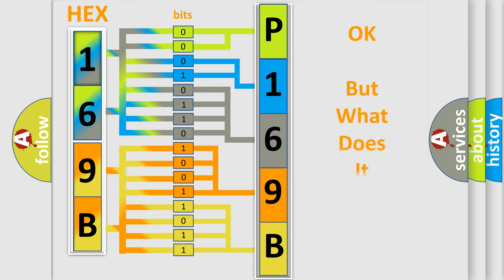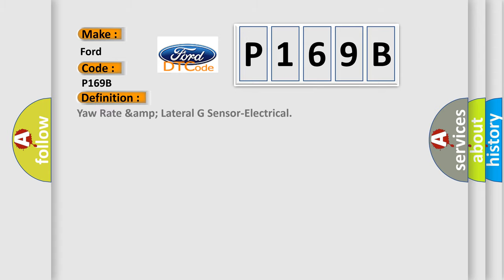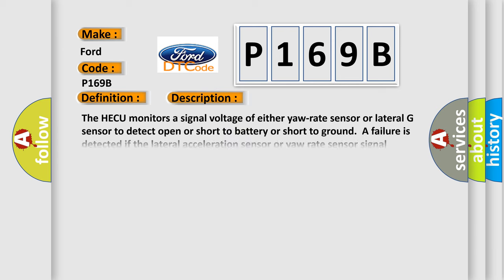The number itself does not make sense to us if we cannot assign information to what it actually expresses. So, what does the diagnostic trouble code P169B interpret specifically for Infiniti car manufacturers? The basic definition is yaw-rate and lateral G sensor electrical. And now this is a short description of this DTC code.